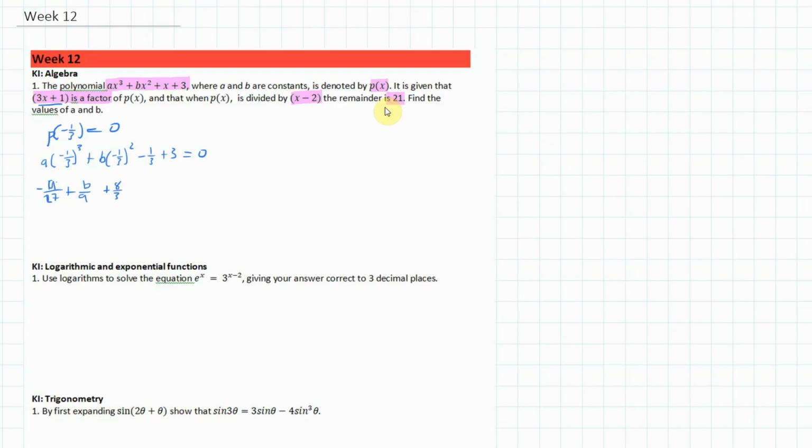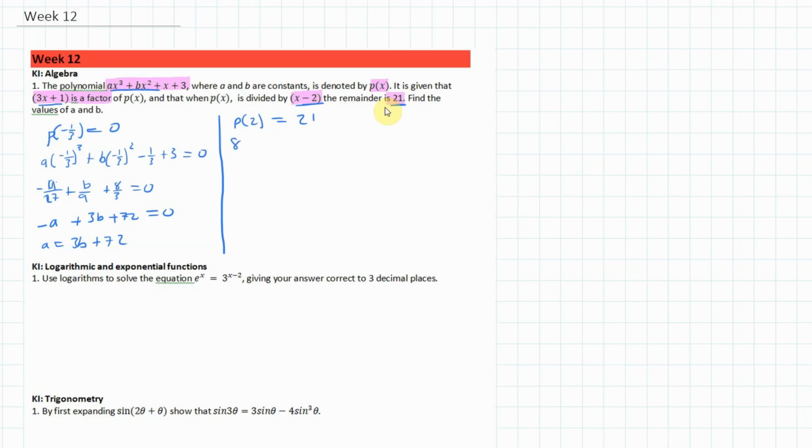And perhaps we could just multiply everything out at this point by 27. So if I multiply it out by 27, I get negative a plus 3b plus 72. Oh, I should have an equals 0 here. And so I could say that a is equal to 3b plus 72. That's my first equation. Now, I know that p(2) is equal to 21, given that there's a remainder of 21 when I divide by x minus 2. So p(2) is 21.